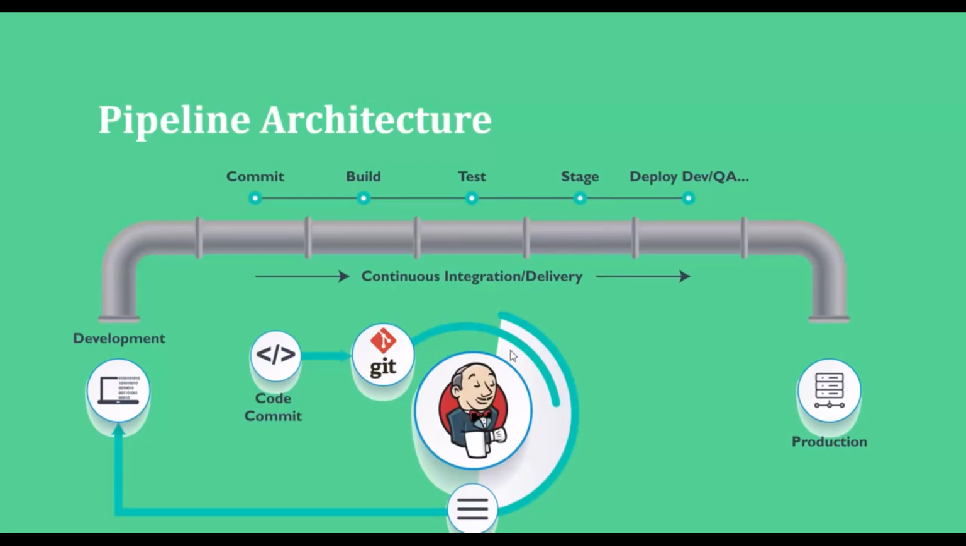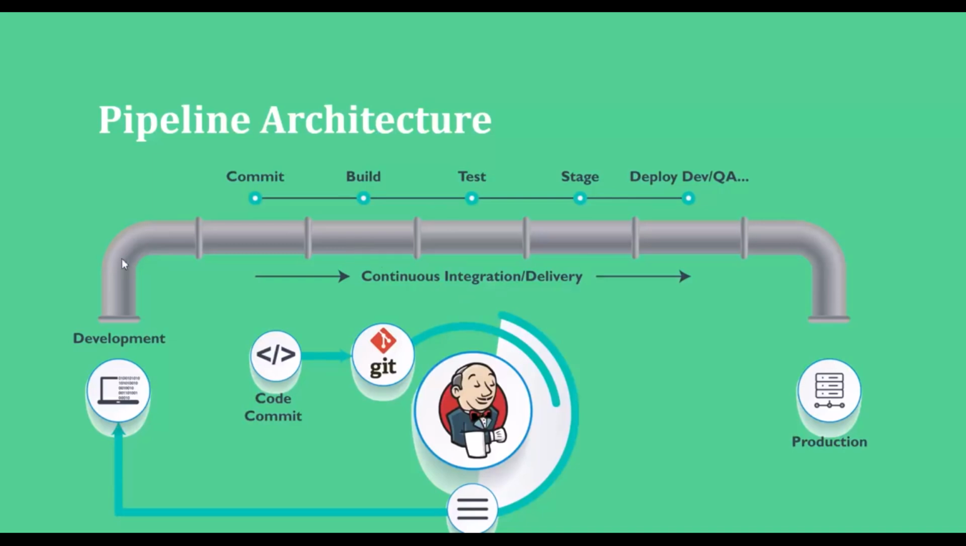This is the pipeline architecture. Once code is committed to Git, it goes for continuous integration and then to the development environment. From the development environment it goes to the pipeline, where in the pipeline the commit, build and test stages have multiple jobs. So one segment of the single pipeline contains a job. Here it is doing the commit, here it is doing the build, here it is doing the test. Okay, this is the continuous integration delivery.